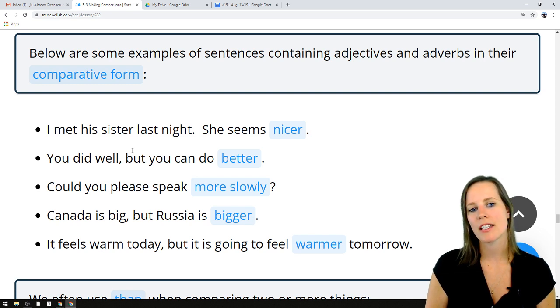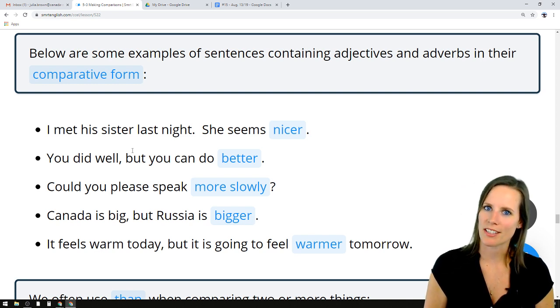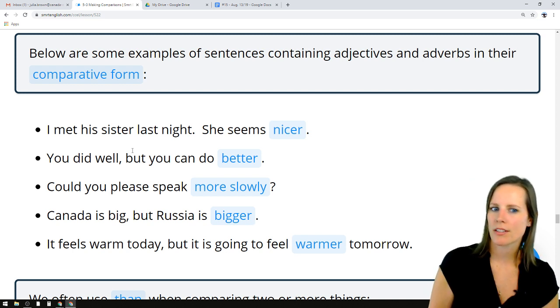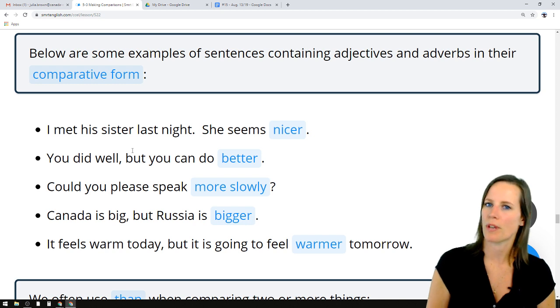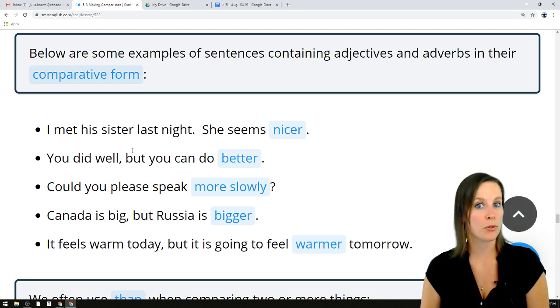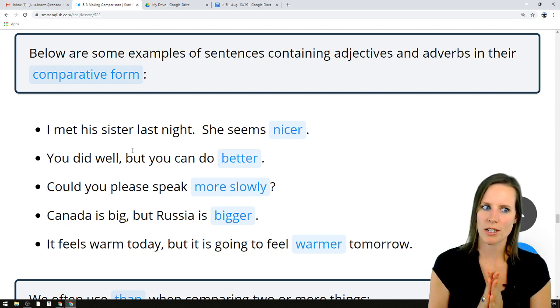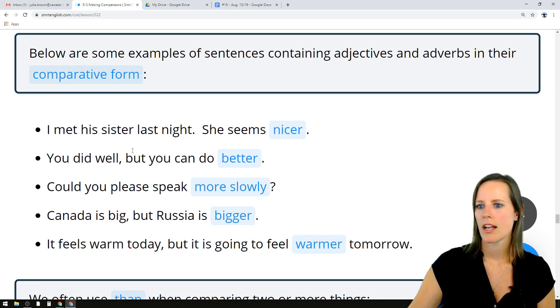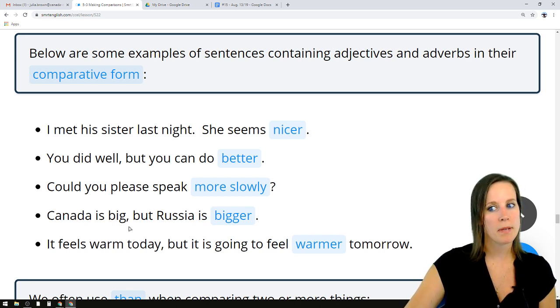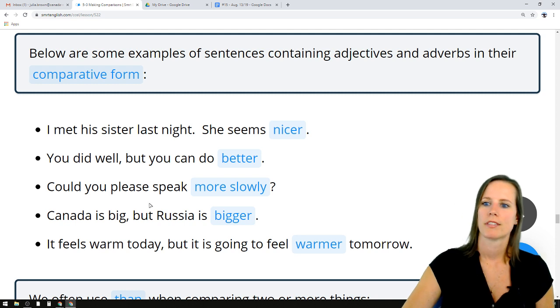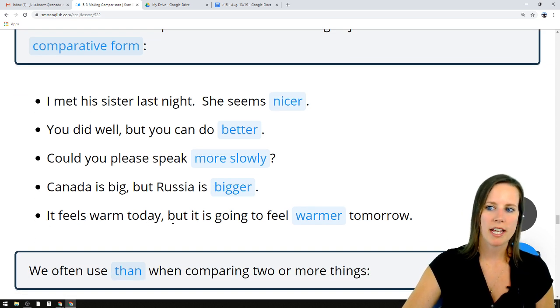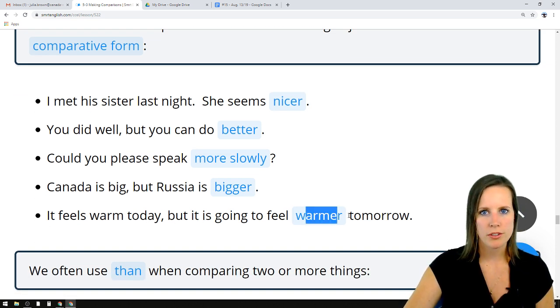Well, red it could be an irregular adjective. Yeah. A lot of people say more red, and a lot of people say redder. A lot of people say the most red or the reddest. Okay, but technically it's a one syllable, so it should be ER and EST. Here, Canada is big, but Russia is bigger. It feels warm today, but it's going to feel warmer tomorrow.